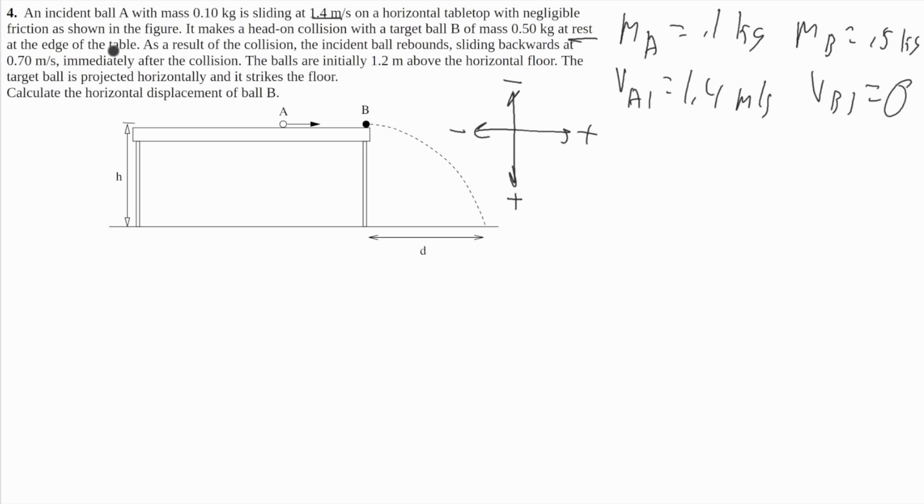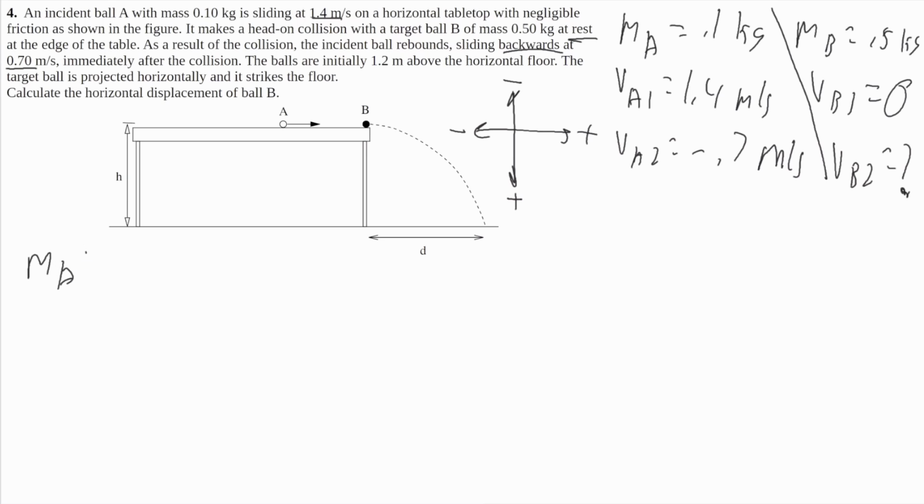It tells us that after they collide, ball A will have a velocity of 0.7 meters per second backwards. Since we said that left is negative, VA2 is going to be negative 0.7 meters per second. And VB2 is what we're going to need to find in order to find this displacement. To find VB2, I'm going to use the conservation of momentum equations. It looks something like this.